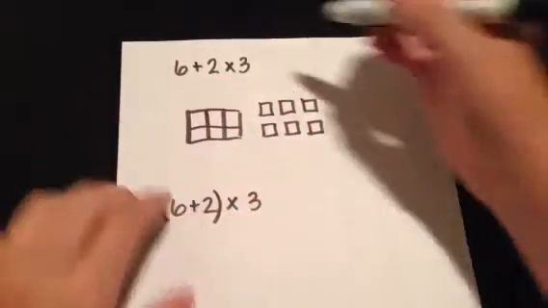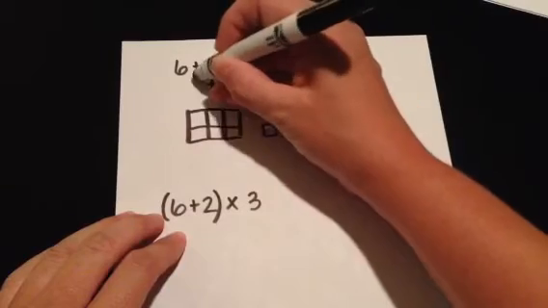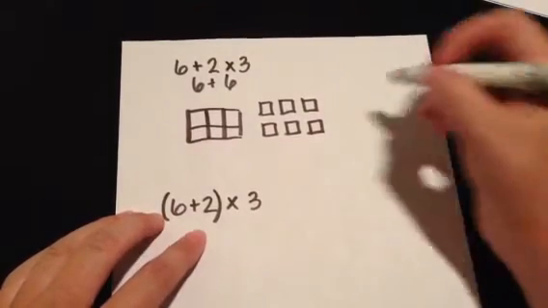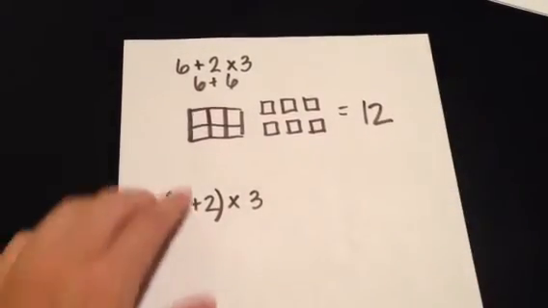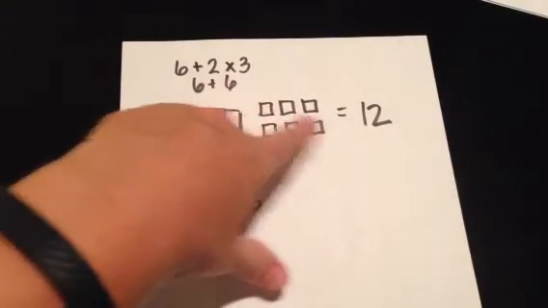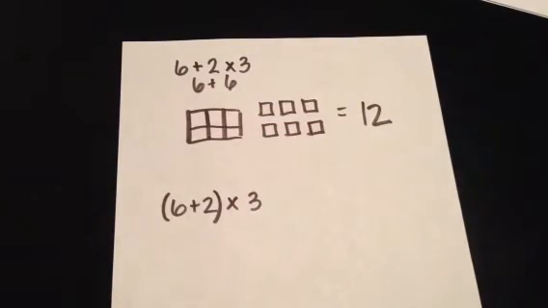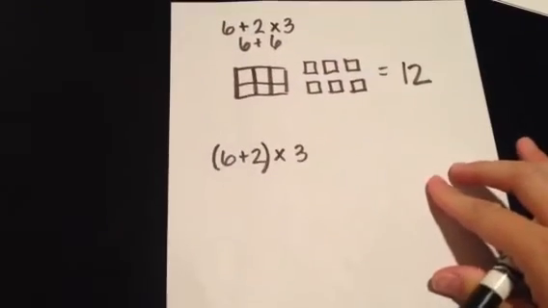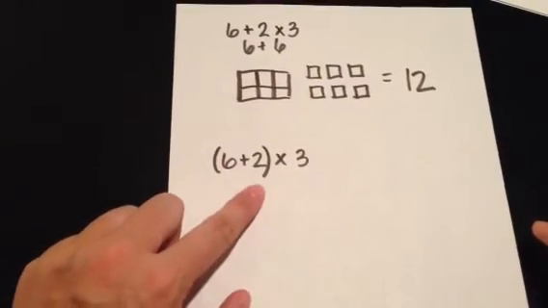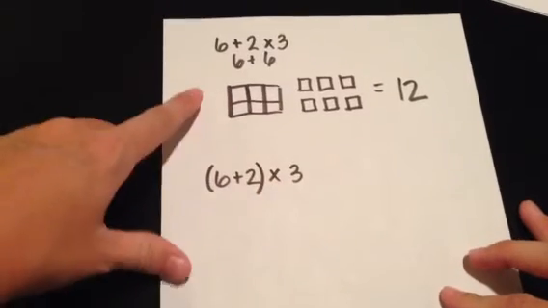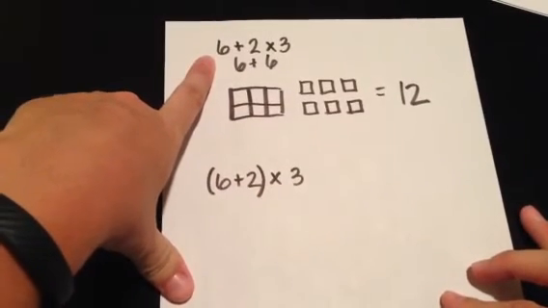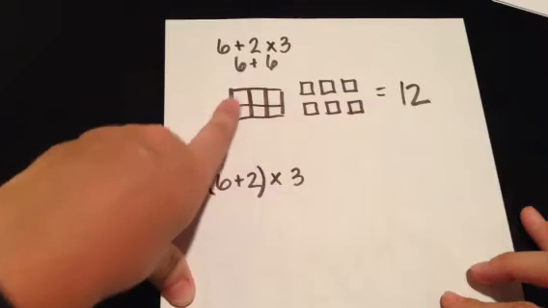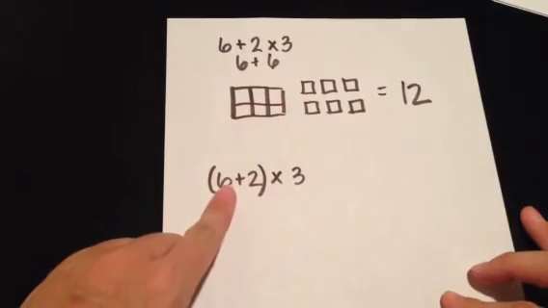If we solve this, we get 2 times 3 is 6, and 6 plus 6 is 12. If we add the squares up in our picture, we in fact have 12 squares. So we have solved it correctly. Looking at the bottom picture, we have the 6 plus 2 in parentheses times 3. So the difference in the top one is we were going to do the multiplication first, which is why we drew the array. But down here we need to do the addition first.